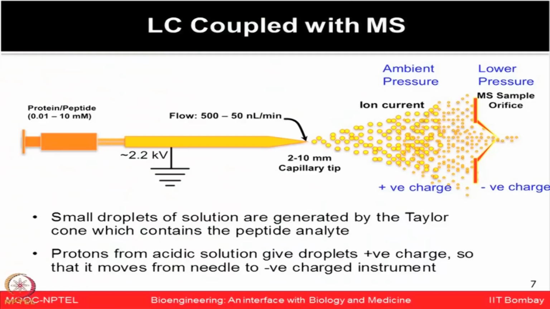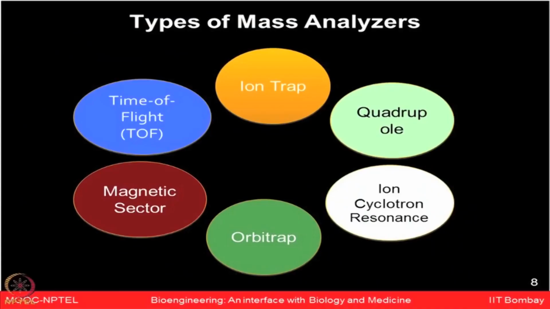So that now it can move to the negatively charged instrument, and by using both the differential pressure and the charge, you are moving all these ions which are coming from the peptides towards the mass analyzer, and therefore, now you can do the further separation using the mass analyzers. There are different types of mass analyzers available. It can be time of flight or TOF tube, it can be ion trap, quadrupole, ion cyclotron resonance, orbitrap, magnetic sector. There are multiple options available for the mass analyzers.